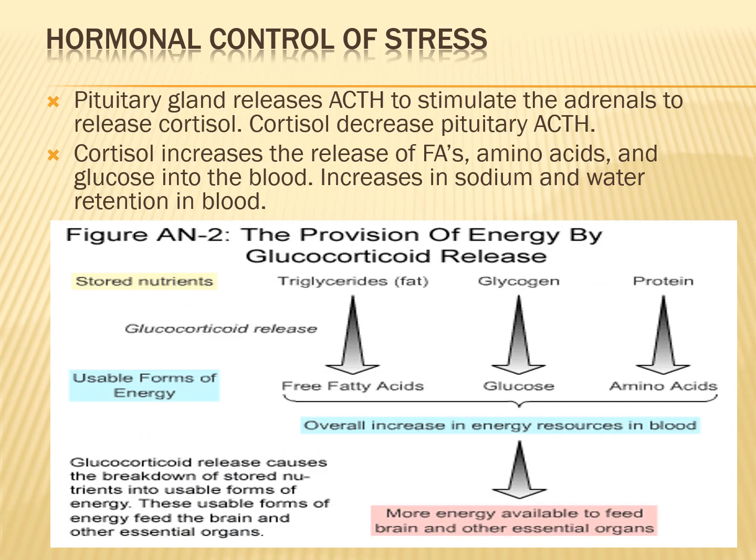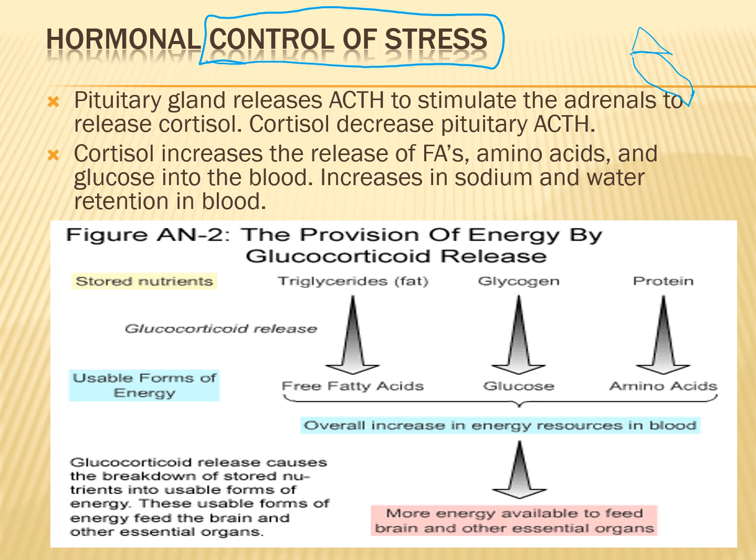The final group of hormones we're going to talk about are the hormones produced by the adrenal gland. So the adrenal gland sits on top of your kidney. It's kind of like a little wedge-shaped gland on top of your kidney. And it produces a number of hormones related to control of stress, both short-term stress and long-term stress.